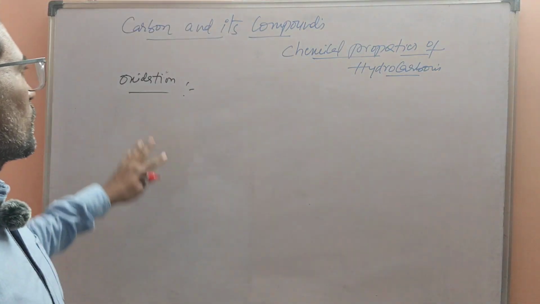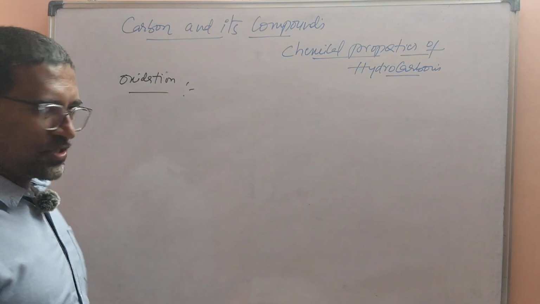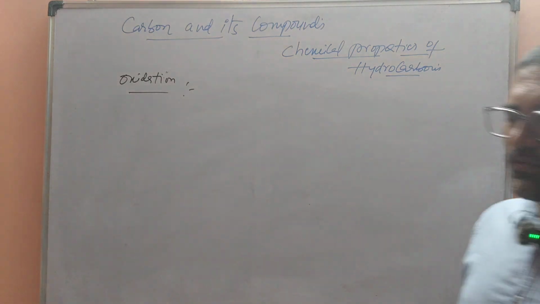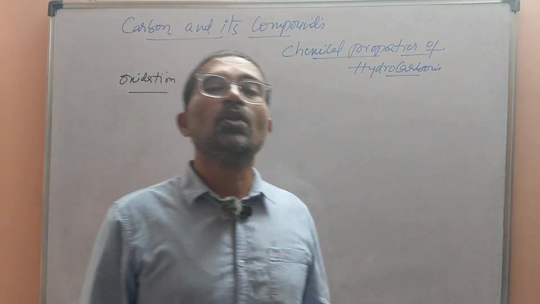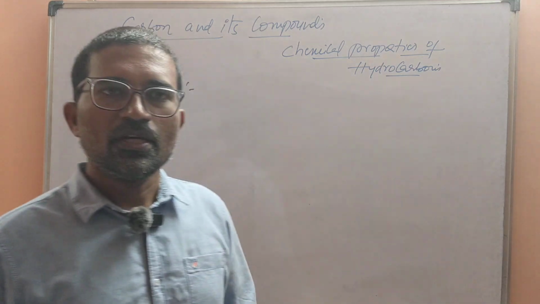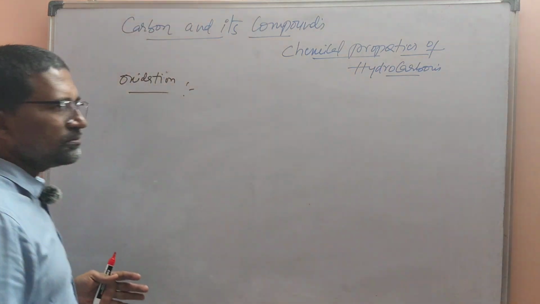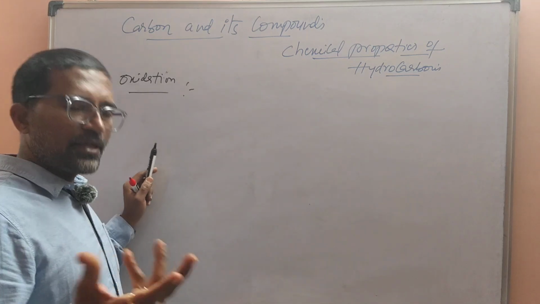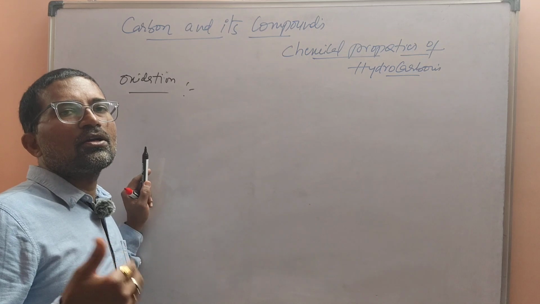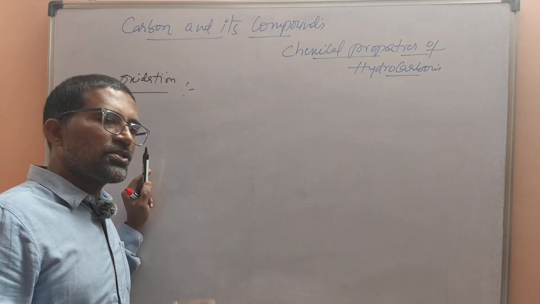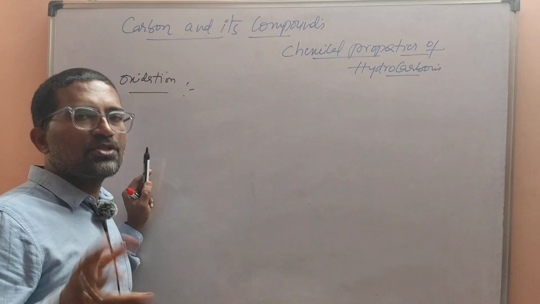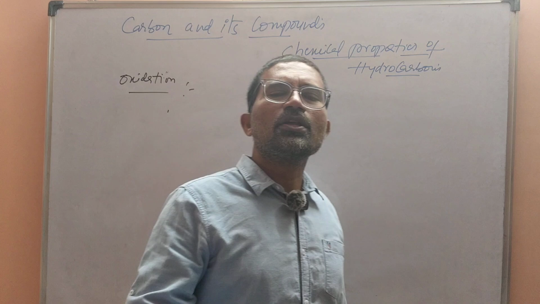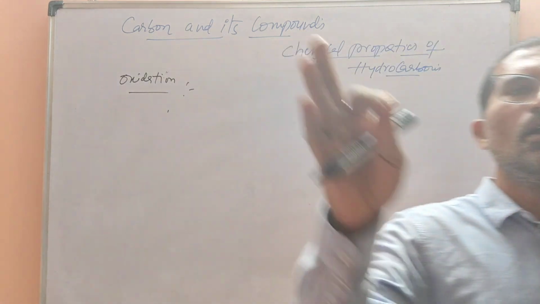The next type of chemical property related to hydrocarbons is oxidation. I hope you all know the meaning of oxidation. The process of addition of oxygen or removal of hydrogens or even removal of electrons is called oxidation. But in this particular reaction mechanism, we will be observing addition of oxygen primarily and removal of hydrogens. What is the meaning of oxidation? The process of addition of oxygen or removal of hydrogens is called oxidation.